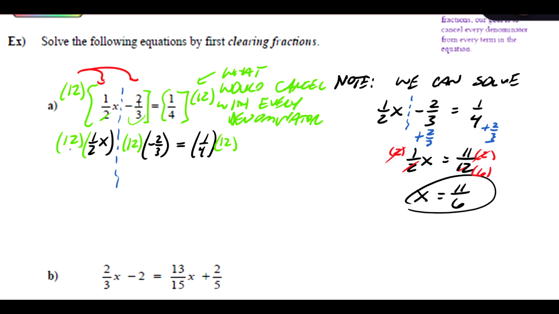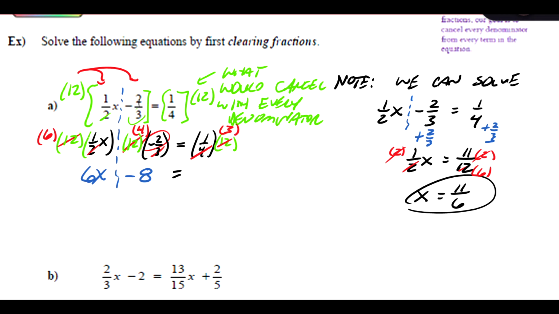But what I'm saying is 12 will cancel when I multiply with every one of these denominators. So the 2 in the denominator will cancel with the 12, and it leaves a 6. So this term is really just 6 times x. This term would become 6x. The second term, 12 times negative 2/3. Well, the 3 in the denominator will cancel with the 12, and it leaves a factor of 4. So this term is 4 times negative 2, so this term would be just negative 8. And then that's equal to, well, the 1/4 and the 12, the 4 in the denominator cancels with the 12, leaving a 3.